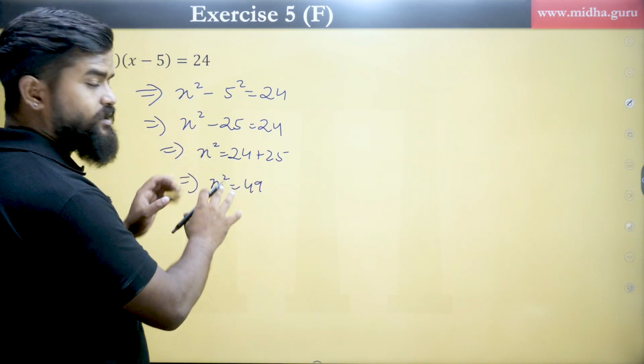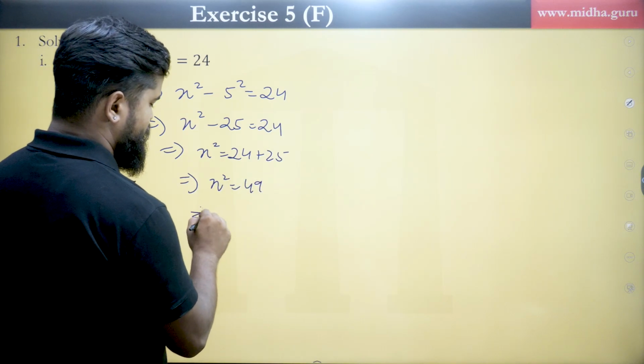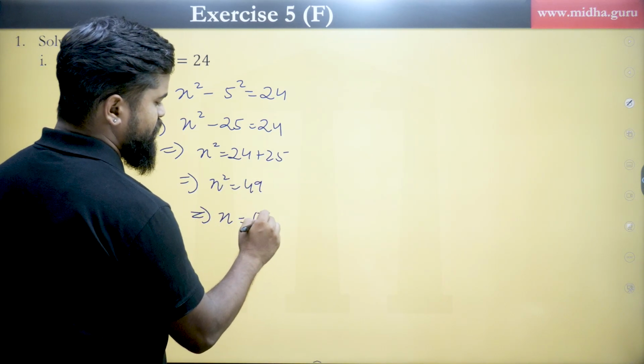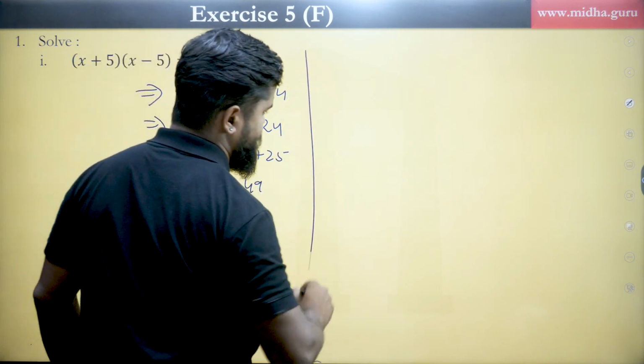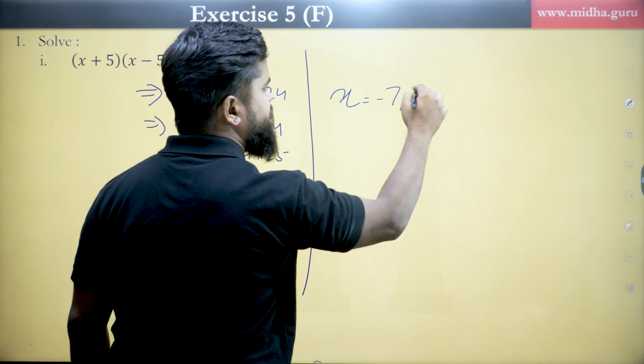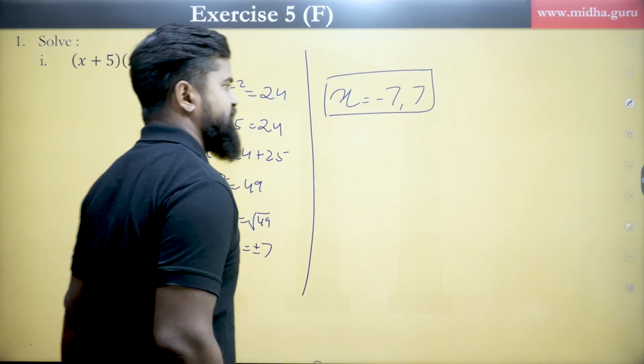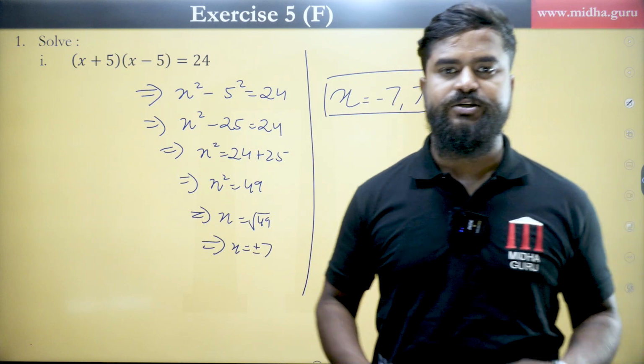Now to find the value of x, we'll take square roots on both sides. So we'll get x = √49, so x will equal either plus or minus 7. So the values of x are -7 or +7. Let's move on to the next problem.